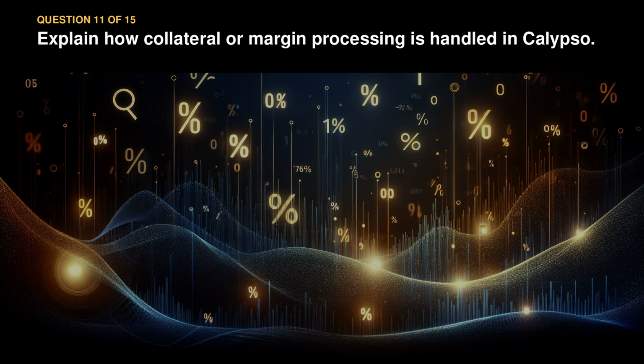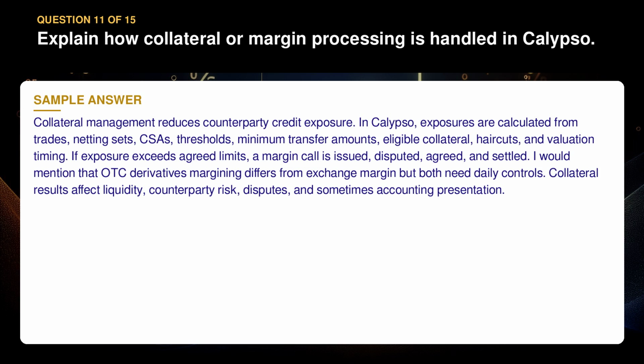Question 11. Explain how collateral or margin processing is handled in Calypso. Collateral management reduces counterparty credit exposure. In Calypso, exposures are calculated from trades, netting sets, CSAs, thresholds, minimum transfer amounts, eligible collateral, haircuts, and valuation timing. If exposure exceeds agreed limits, a margin call is issued, disputed, agreed, and settled.